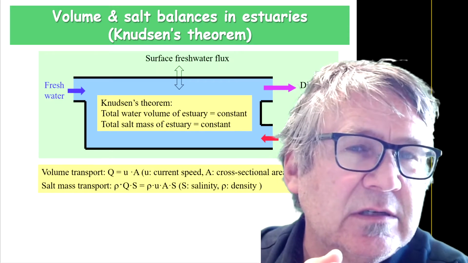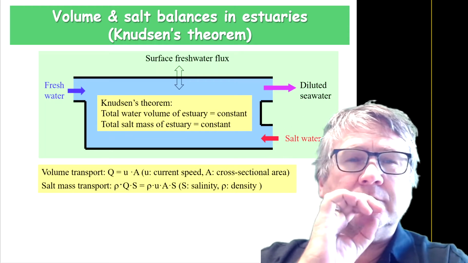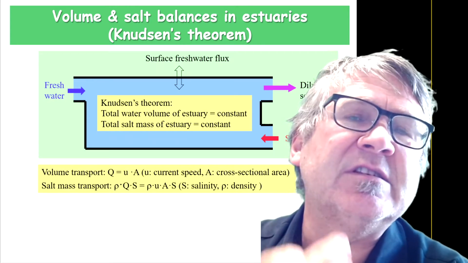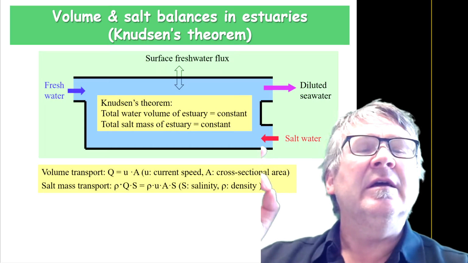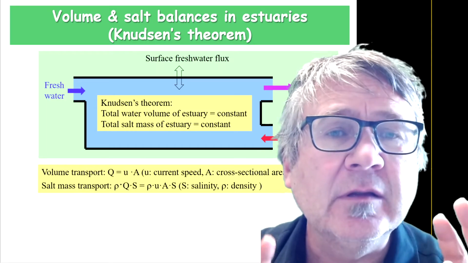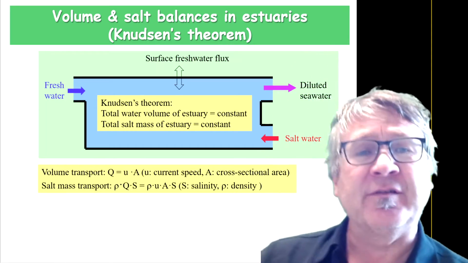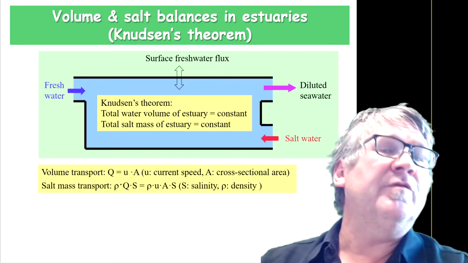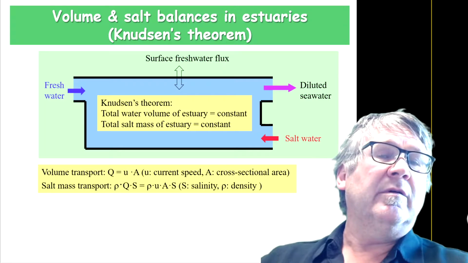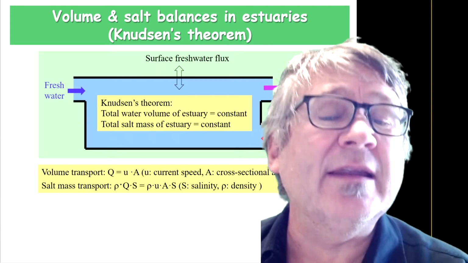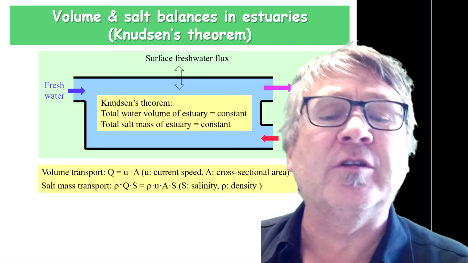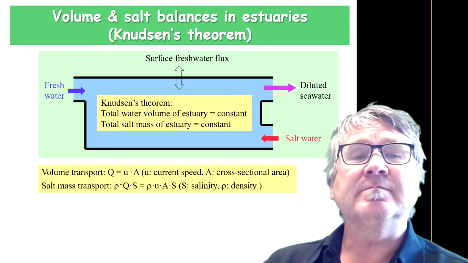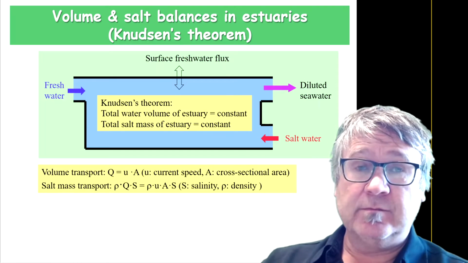So let's have a look at how you do this. The following is known as Knudsen's theorem, and what he did is he applied two fundamental conservation principles to positive estuaries. Knudsen used the following two principles. One is he assumed that the total water volume of the estuary is constant, on average.